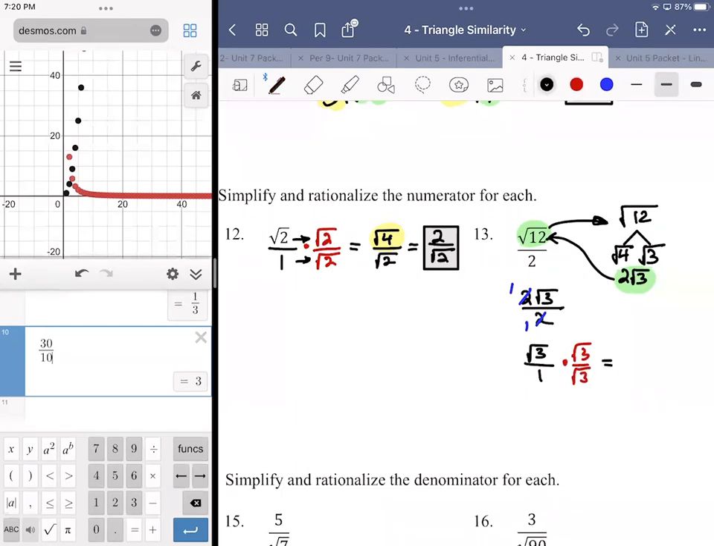So on the top, rad 3 times rad 3 is rad 9. On the bottom, 1 times rad 3 is just rad 3. Square root of 9 is 3. So 3 over rad 3. Now I have an equivalent fraction that's equal in value to what we started with.